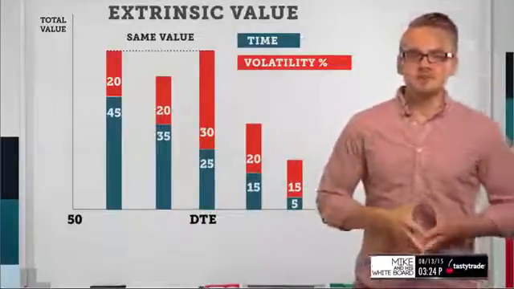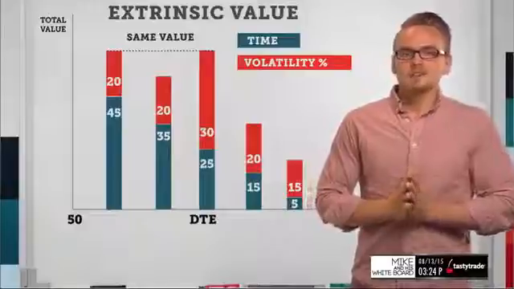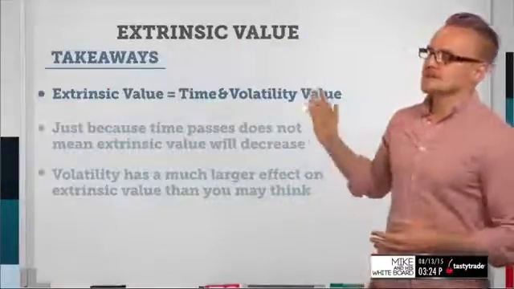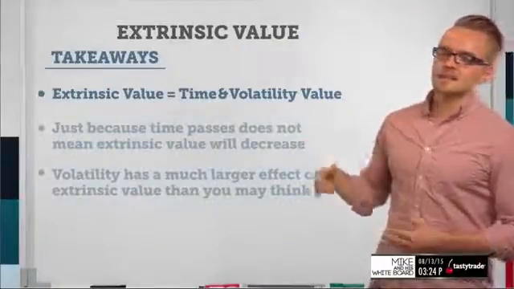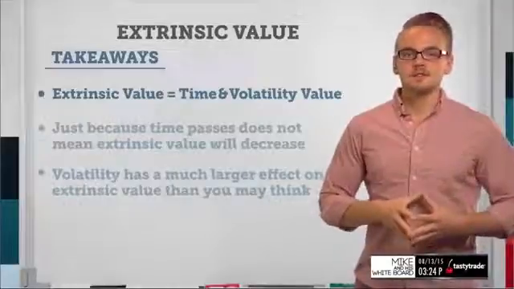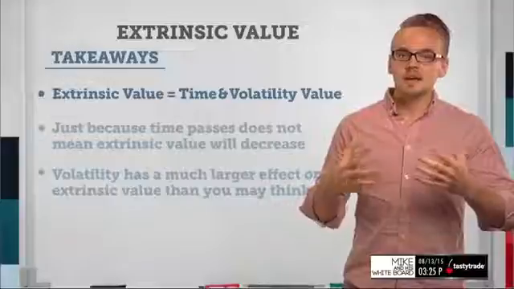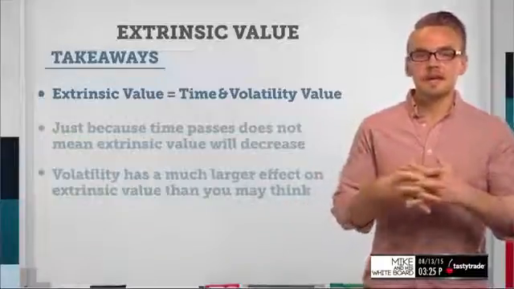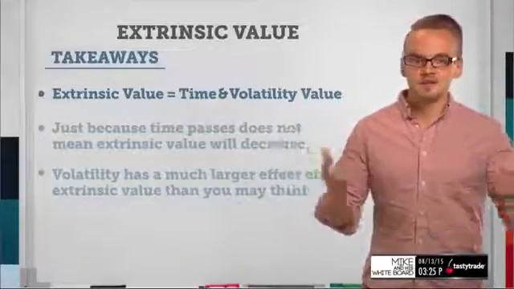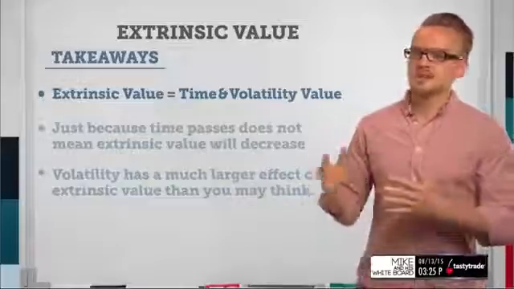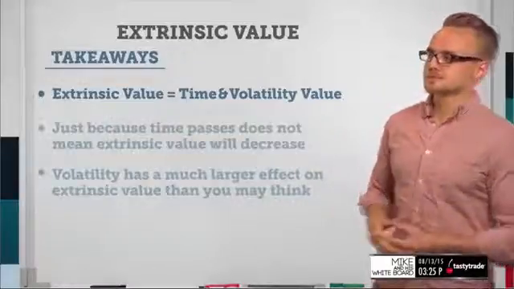So some takeaways if we go to the next slide. Our very first takeaway is extrinsic value is time and volatility value. Again, I didn't write time plus volatility value because we can't really calculate exactly what that is. They go hand in hand, just like any contract with a lot of different variables. It's the same thing with extrinsic value.